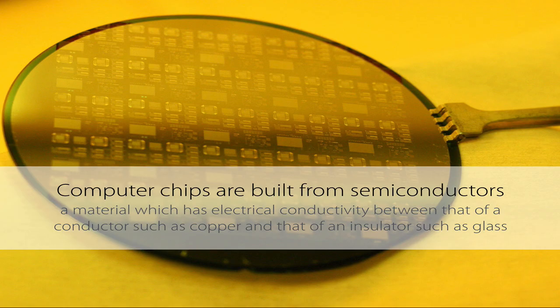So, computer chips are built from semiconductors. A semiconductor is essentially a material which has electrical conductivity between that of a conductor, such as copper, or something you would find in a wire, and that of an insulator, such as glass, right? So one transfers electrons, the other doesn't. A semiconductor is semi, right? It's between a conductor and an insulator, so it's a semiconductor.